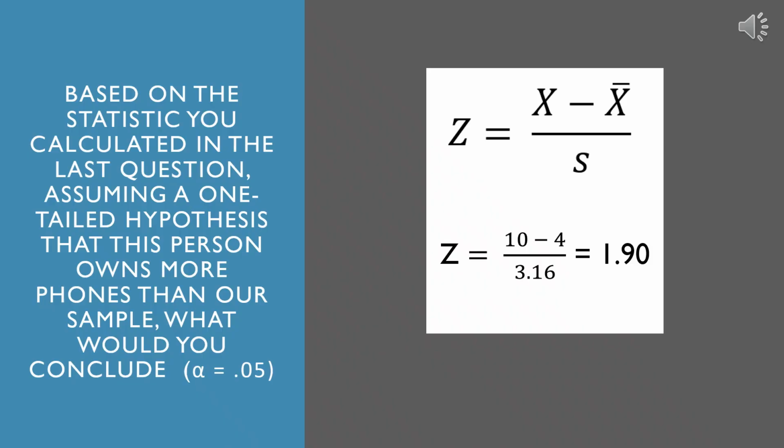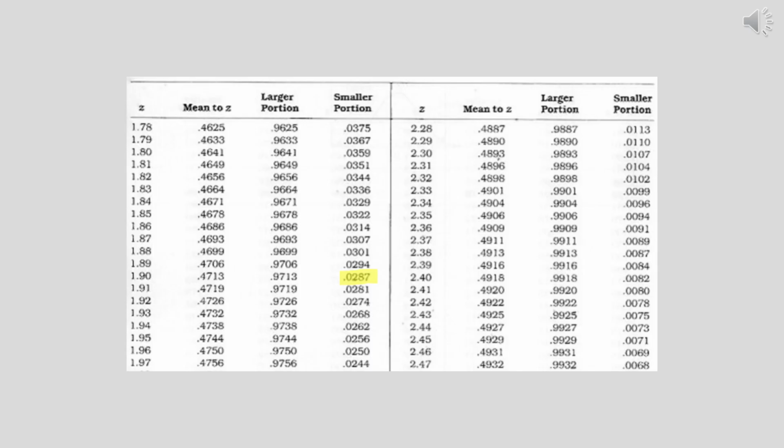All right, based on that statistic you calculated in the last question, and assuming a one-tailed hypothesis that this person owns more phones than our sample, what would you conclude? Assume an alpha equals 0.05. Okay, so you take that z-score that you calculated for a single person, and their amount of phones is 1.90 standard deviations above the mean of the sample.